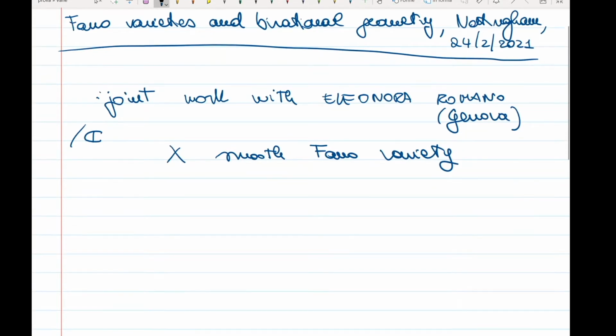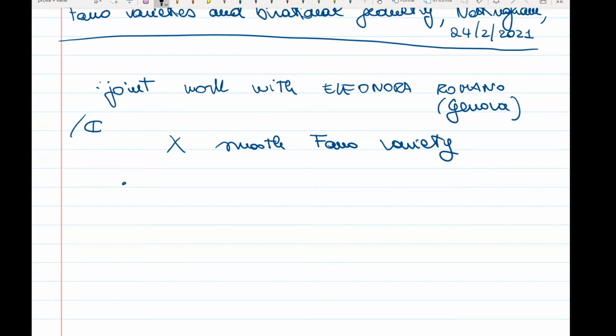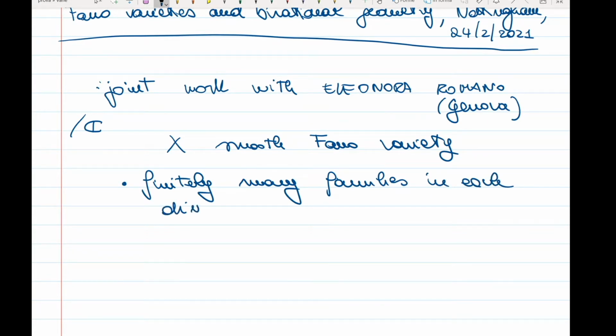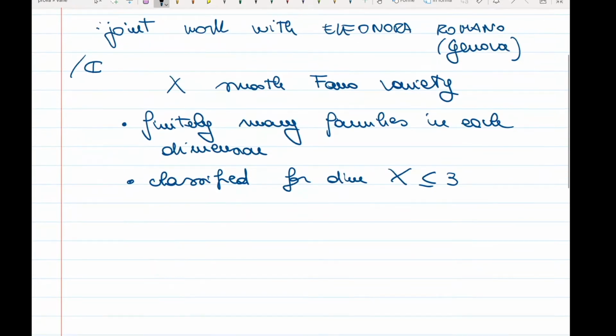Okay, so we know that there are finitely many families in each dimension, and they are classified up to dimension 3. So in dimension 1, we only have P1. In dimension 2, we have the del Pezzo surfaces.